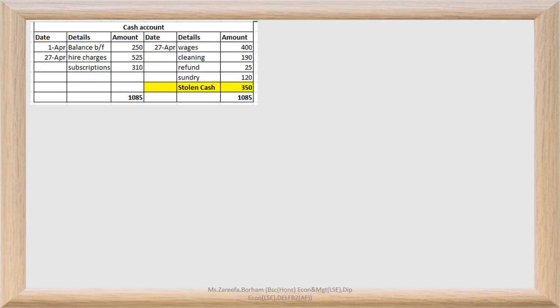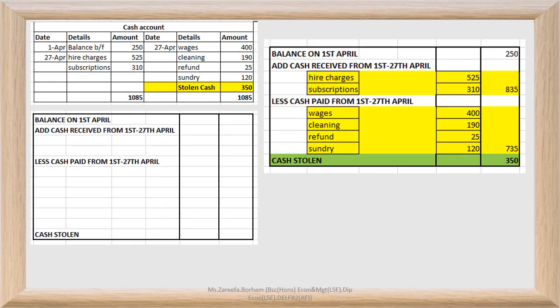After entering all of them, we should balance off the account. The balancing figure is the cash stolen. This is because all the cash that was remaining on 27th April in the manager's office was stolen. The alternative way to find this figure is to use the following table. So, having identified the relevant figures above, let us enter them and find the cash stolen.